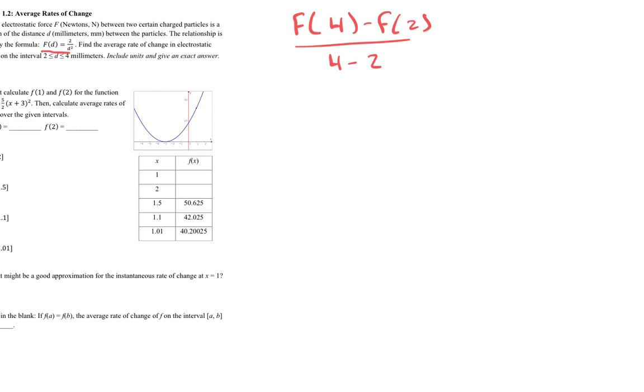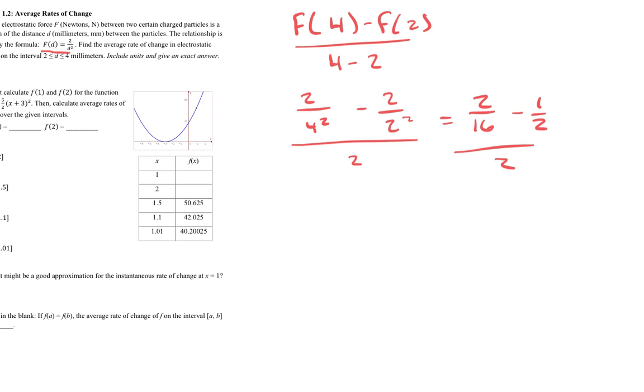So F of 4 is going to be 2 over 4 squared. And then F of 2, we'll have minus 2 over 2 squared, over 4 minus 2, which is just 2. So going from here, we're going to have 2 over 16 minus 2 over 4, which is just going to be 1/2 over 2. And again, 2 over 16 we can write as 1/8 minus 1/2, all divided by 2.